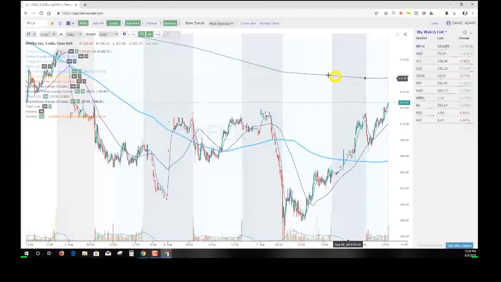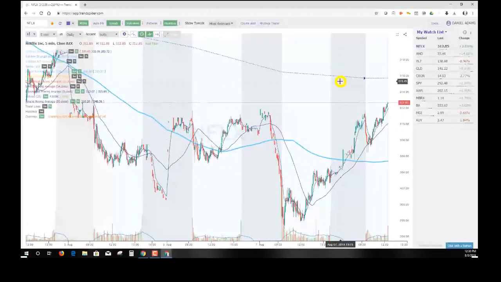So you see this blue 9 EMA daily out here. This is something I look to for price to be a magnet to.